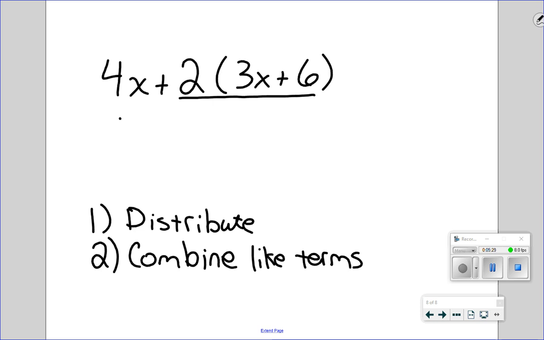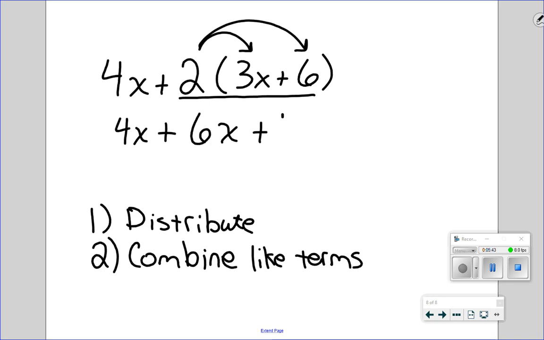I'm not doing anything with this 4x, but I'll rewrite it so I don't forget that it's part of my expression. Now I'm going to distribute the 2 to the 3x and the 6. And what I'll get is 6x, and then 2 times 6 is 12, so plus 12. Again, whatever symbol this is, if it's addition, you're going to drop that down and use an addition sign. So I've done the distributing.